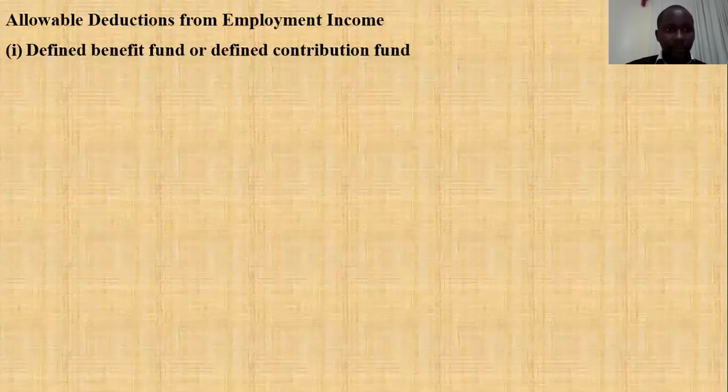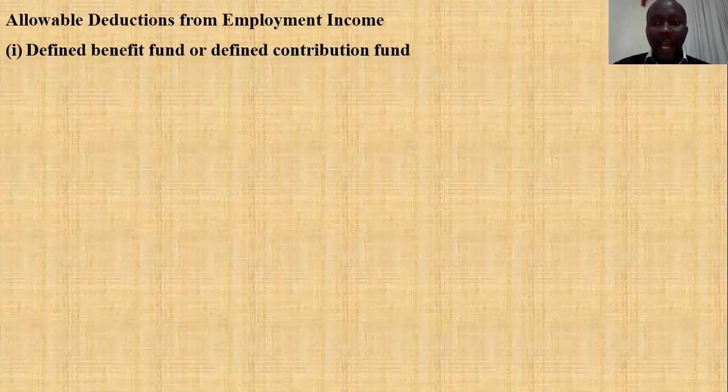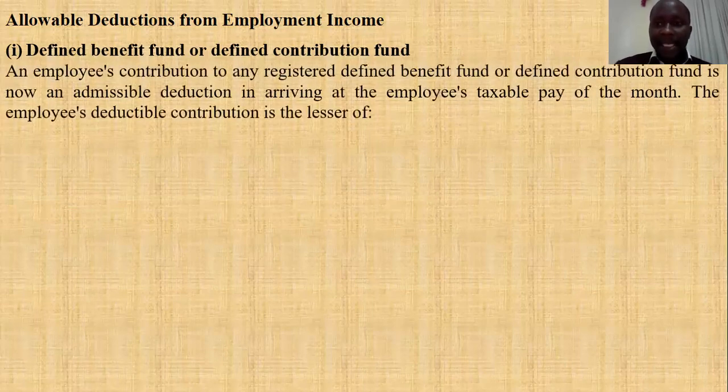And here we go. The first allowable deduction is known as a defined benefit fund or defined contribution fund. This is a contribution to a registered pension scheme or provident fund. When an employee contributes to a scheme that is registered, and by registered, it means registered with the commissioner for purposes of taxation, then the amount that the employee contributes is deductible.